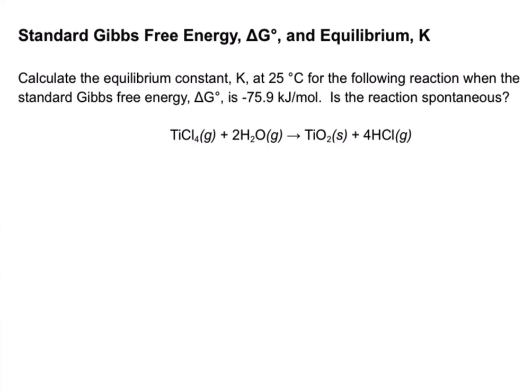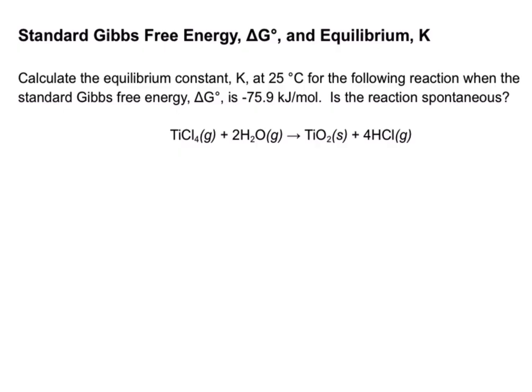We're going to work on standard Gibbs free energy and equilibrium calculations. In this example, we are asked to calculate the equilibrium constant at 25 degrees Celsius for the following reaction when the standard Gibbs free energy is negative 75.9 kilojoules per mole, and then we're asked if this reaction is spontaneous.